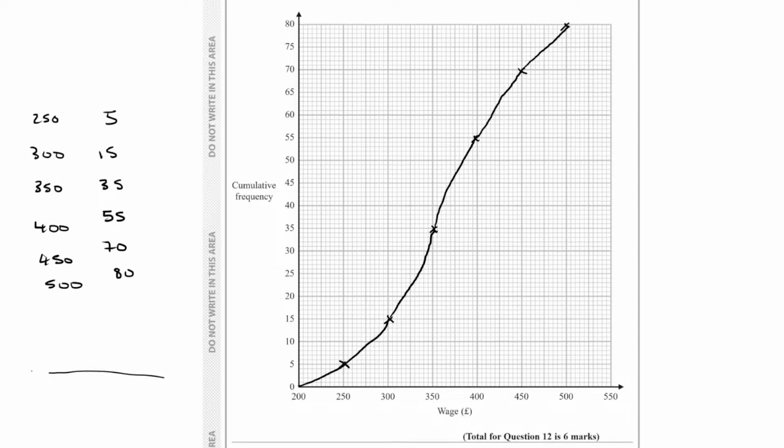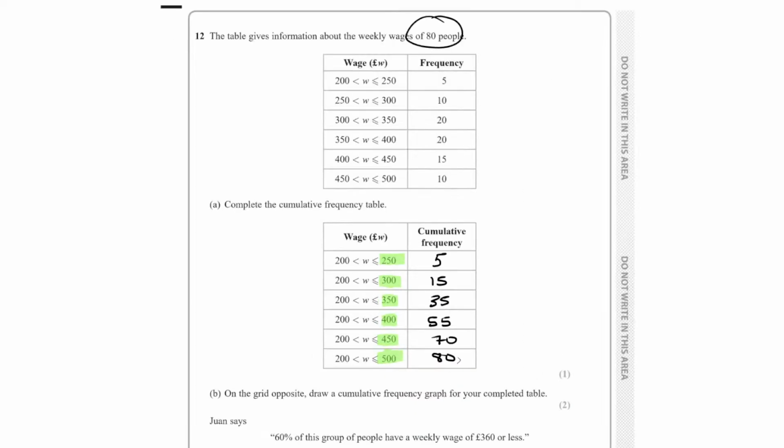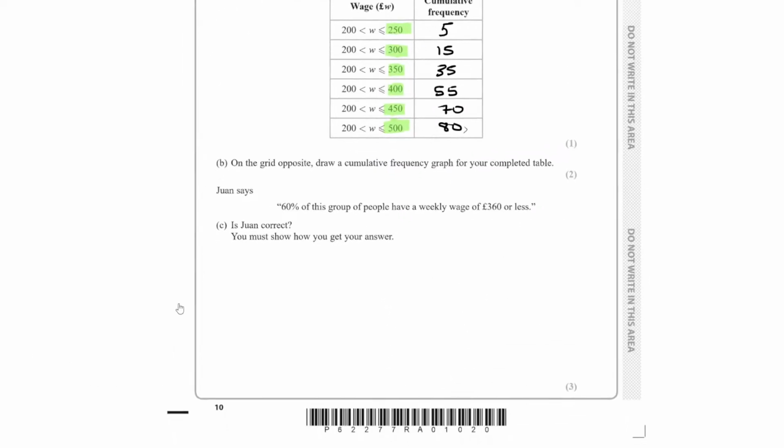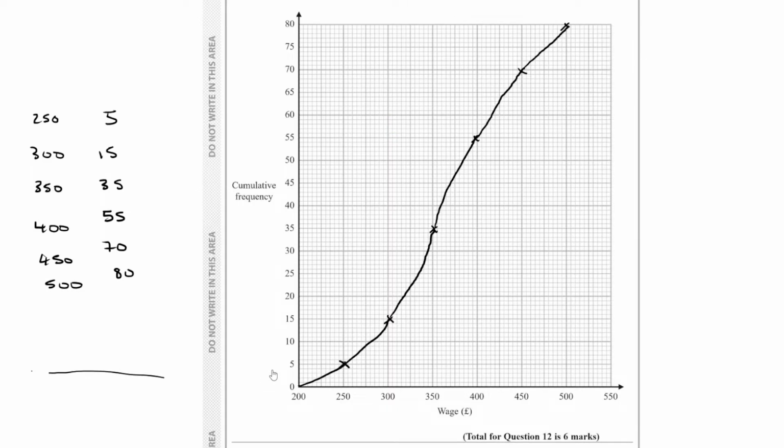Right, I'm just going to go back because part C was on the other page, so don't forget that there is a part C, right? You don't want to lose those marks. So down here. Okay, part C. Juan says 60% of this group of people have a weekly wage of £360 or less. Is he correct? So I'm going to go back to my graph, and there are different ways to do this, but where it says 360, I'm going to do that on my graph.